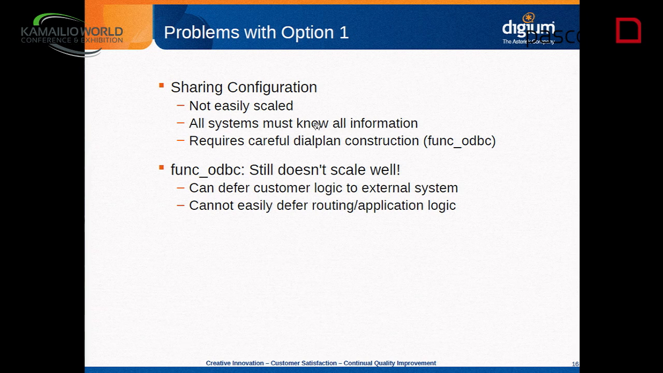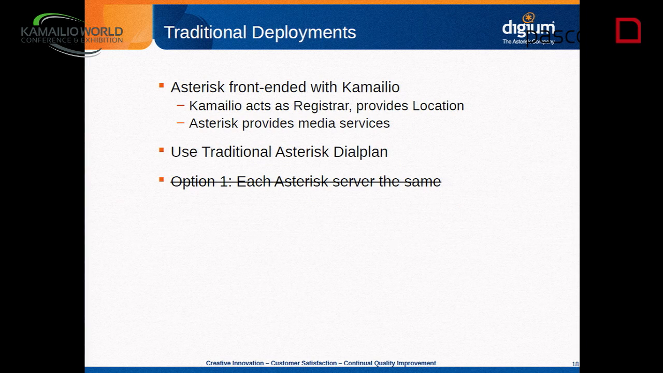So even with func_odbc, some things don't scale very well, because if we're going to route calls effectively to the right instance of Asterisk, you want some of that application logic. You need to know where those calls are and when they have to be logically grouped together by customer, by application purpose. And that doesn't work very well. So option 1's clearly got some issues.